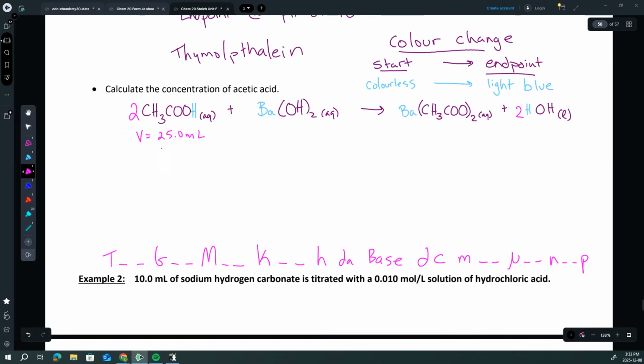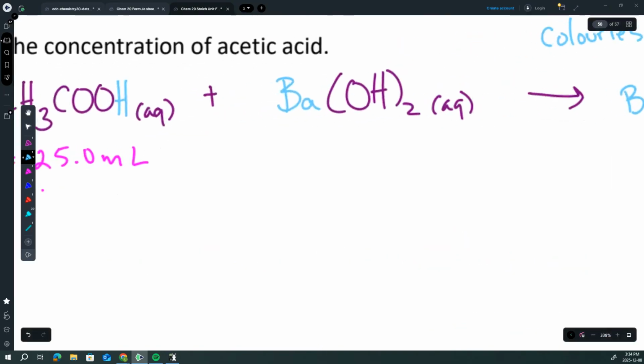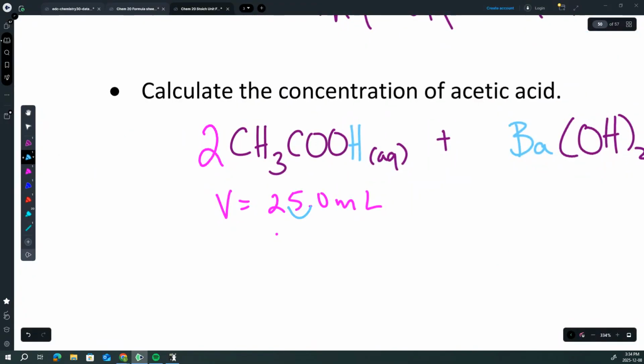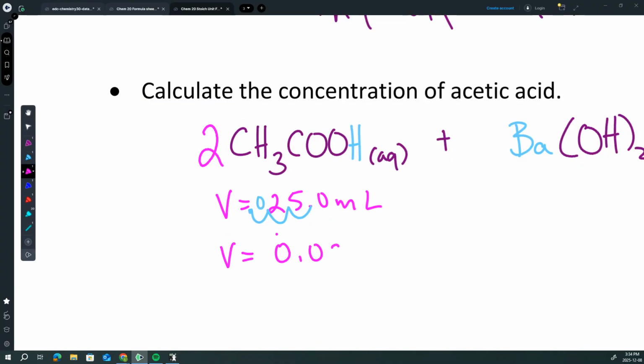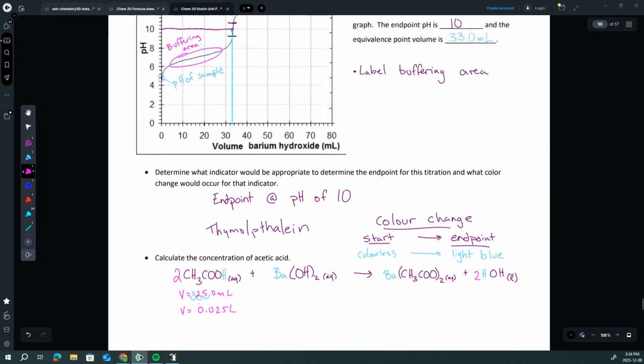Alright, so there's our metric conversion line. We're starting off with milli, and we want to go to liters, which is a base unit because it doesn't have a prefix to it. Starting off at milli, 1, 2, 3 to the left. That's how many spots I move the decimal. So 1, 2, 3 to the left. So volume is equal to 0.025 liters for acetic acid.